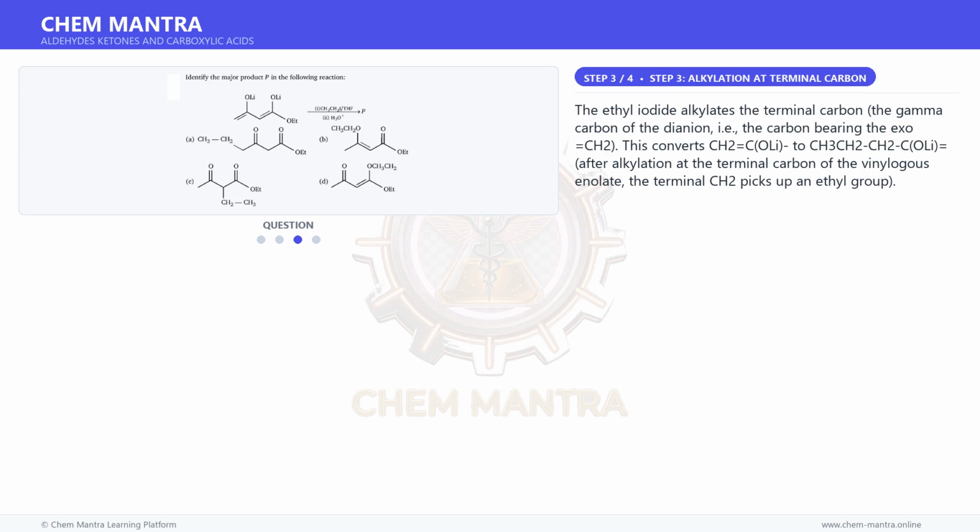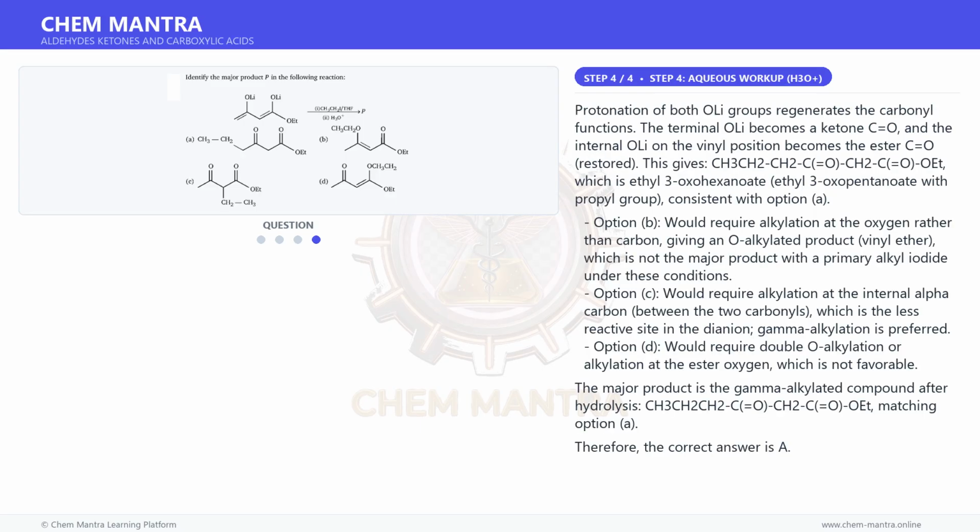Moving on to the next step. The ethyl iodide alkylates the terminal carbon, the gamma carbon of the dianion, i.e., the carbon bearing the C(OLi)=CH2. This converts CH2=C(OLi) to CH3CH2CH2C(OLi)=. After alkylation at the terminal carbon of the vinylogous enolate, the terminal CH2 picks up an ethyl group. And for the final step, protonation of both OLi groups regenerates the carbonyl functions.